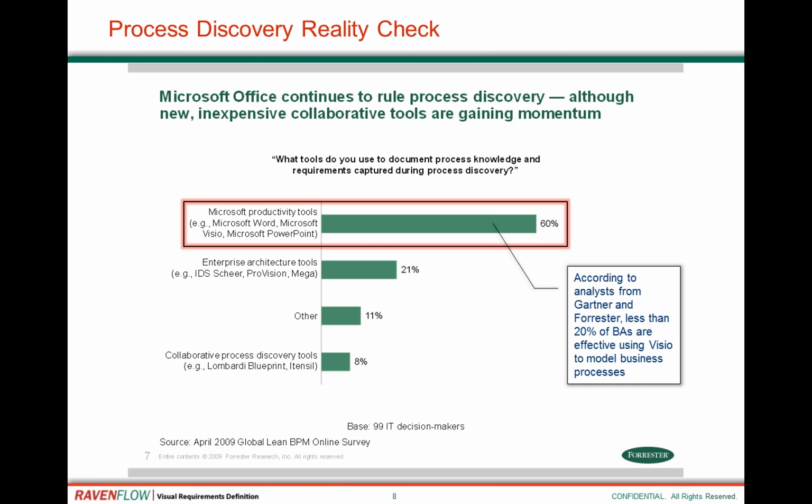But the interesting side note to that is, if you ask Gartner or Forrester, if it's true that people are 80%, 75% of the time using Visio, what's your guess about how effective those people are at using Visio to do process modeling or visualization? And the answer ranges from 10 to 20%. So 1 in 5 business analysts are truly effective at using something like Visio to generate a process model that could be used to convey understanding in terms of process discovery.